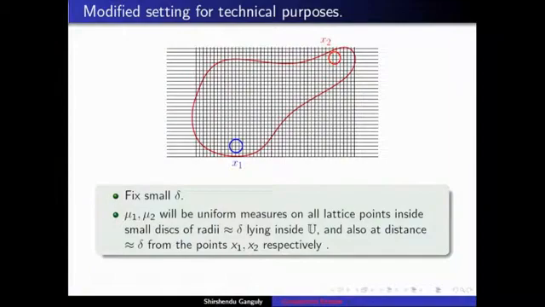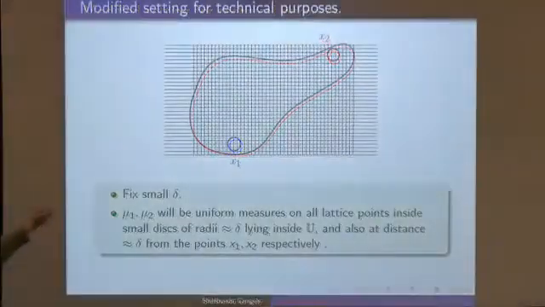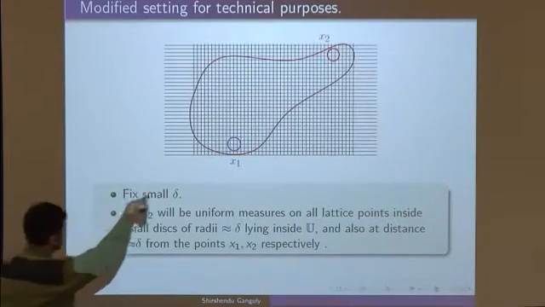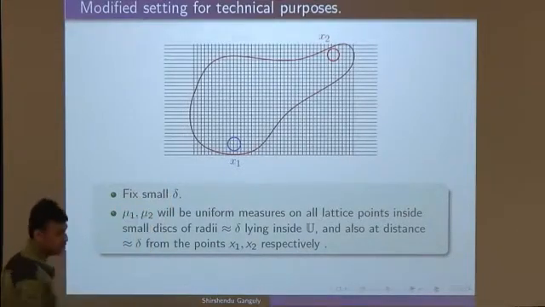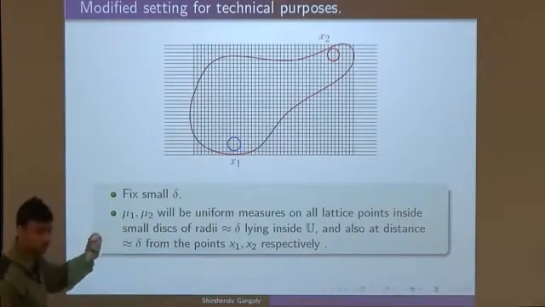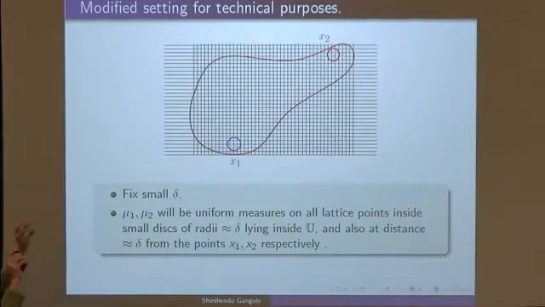So you have these points x1 and x2. We wanted to start random walk from x1 and x2, but for technical reasons we will take two disks of radius, say, delta near x1 and x2, and mu1 and mu2 will be uniform measures on all lattice points inside those disks. So fix a small delta, take two disks and look at all lattice points inside them, and the random walk will start uniformly from those.